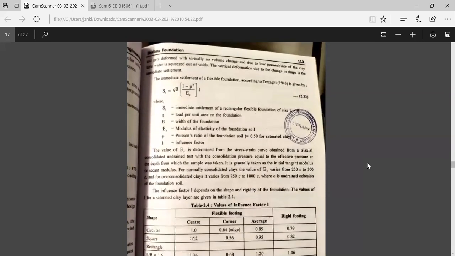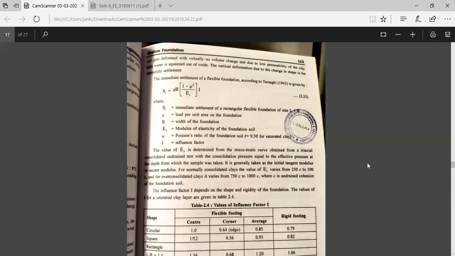So the immediate settlement of a flexible foundation according to Terzaghi 1943 is Si = qB (1 - μ²)/Es × I. Here the notation: Si is the immediate settlement of a rectangular flexible foundation of size L by B, q is the load per unit area on the foundation, B is the width of the foundation, Es is the modulus of elasticity of the foundation soil, μ is Poisson's ratio of the foundation soil, and I is the influence factor, right?